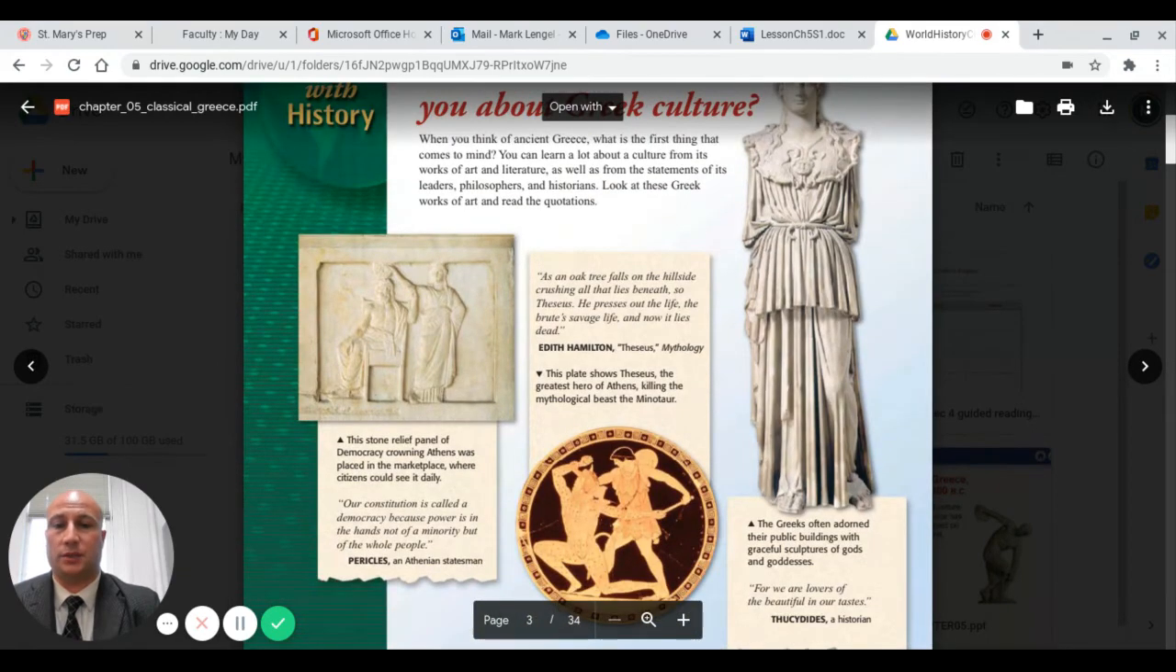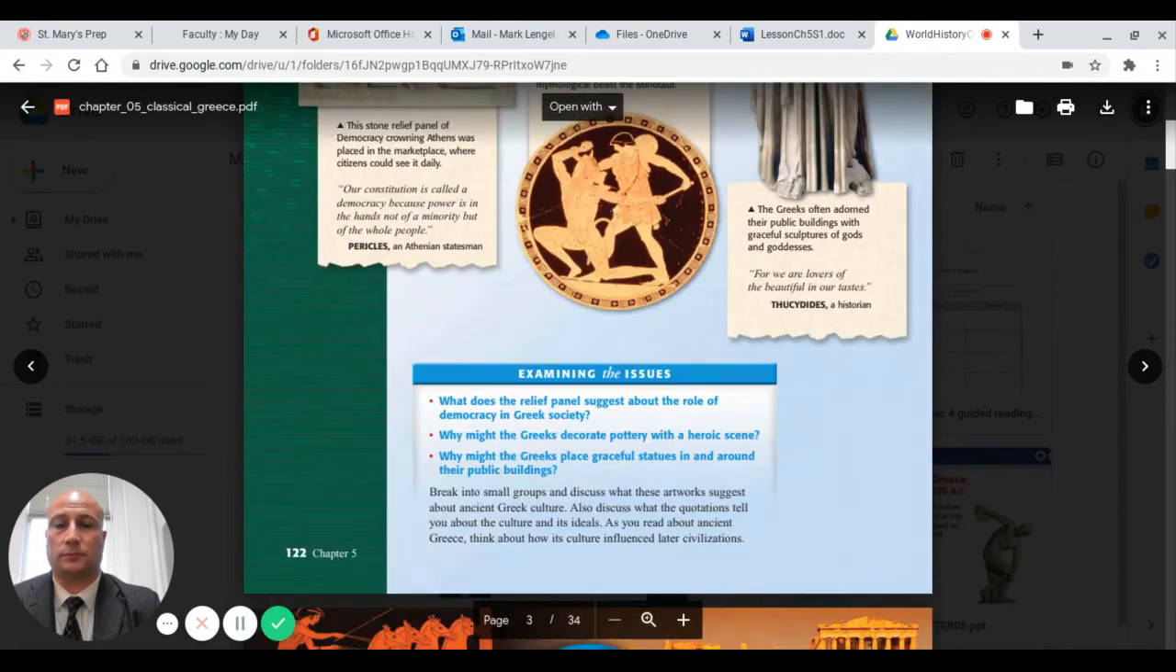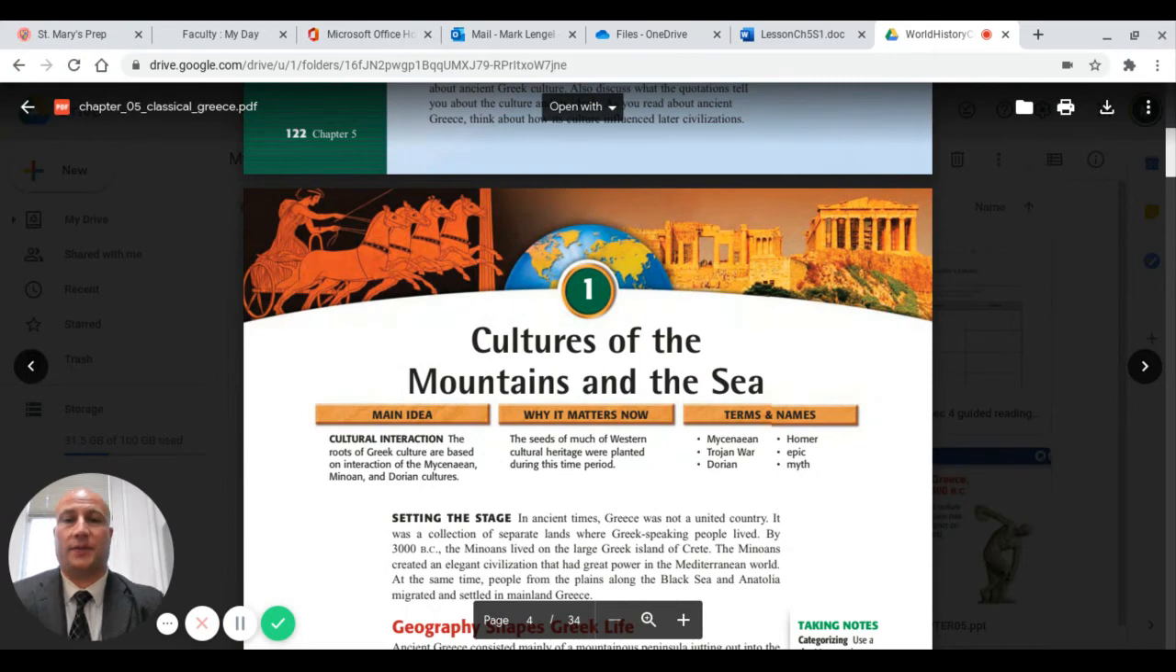Here you can see some ancient Greek sculpture. Here's Athens right here. This is a scene of Athens. This is a Greek chariot pulled by a horse.